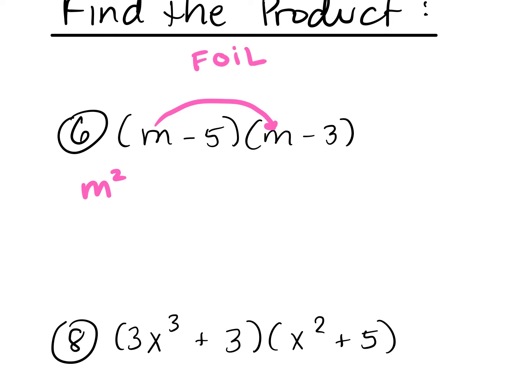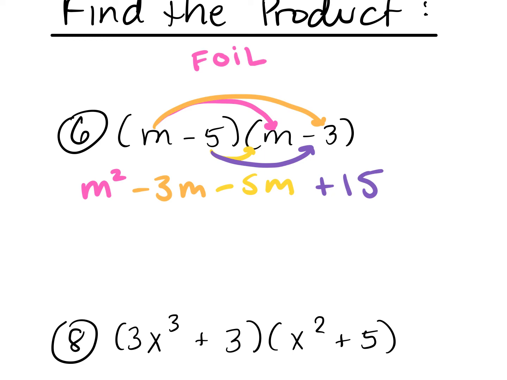M to the 2nd power. Then I multiply the outsides. So what's m times negative 3? Negative 3m. Then I multiply the insides. So what's negative 5 times m? Negative 5m. And then I multiply the last. So negative 5 times negative 3? Plus 15. Awesome. Negative times a negative is a positive.